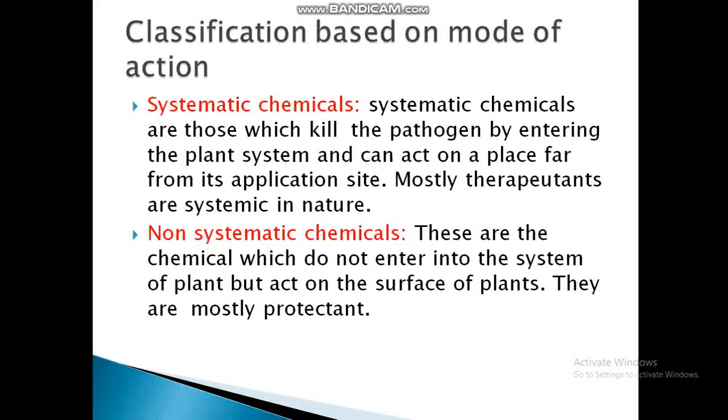Now, chemicals based on mode of action. We have two types of chemicals: systemic chemicals and non-systemic chemicals. Systemic chemicals are those that kill the pathogen by entering the plant system and can act at a place far from the application site. Most systemic chemicals are therapeutants. Non-systemic chemicals do not enter the plant system but act on the surface of the plant. They are mostly protectants.